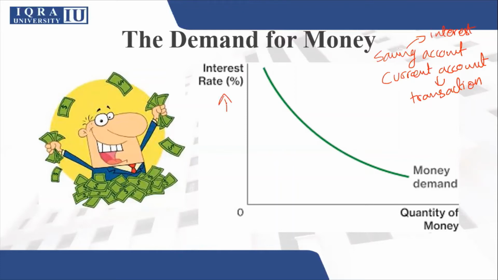As the interest rate increases, the opportunity cost of not putting your money in the saving account and using it in your current account increases with it. So as the interest rate increases, people would want to save more, and because of that, the demand for money is going to decline. And as the interest rate declines, people will be more willing to use that money in their current account, and they would not want to put it in the saving account. So in that case, the demand for money is automatically going to increase.